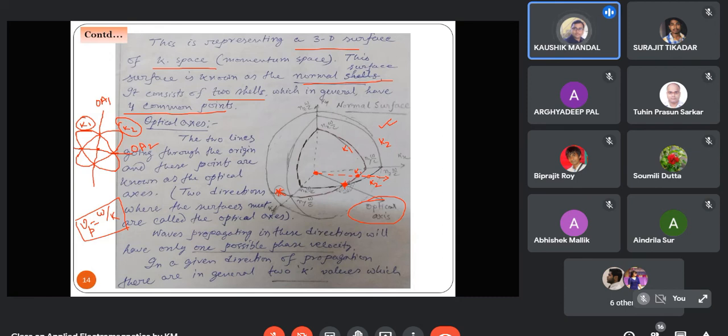For this particular reason, the anisotropic materials exhibit different types of peculiar optical phenomena. That will be discussed one by one in the next few classes. For the time being, is it clear about the normal surfaces? Because the discussion of the next few classes will depend on this particular point. Anyone from your side? Is there any doubt?